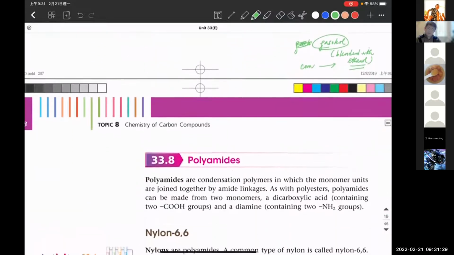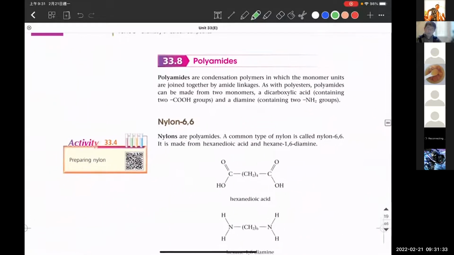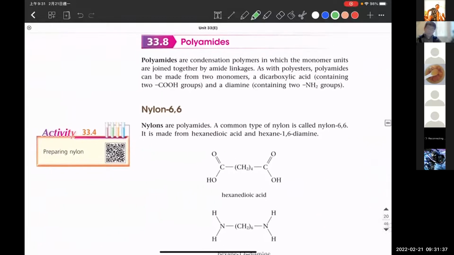So this is what we talk about as science and technology for life. That's why we usually talk about the principle. So this is what you would talk about for polyester. Any questions? If not, we come to polyamides.